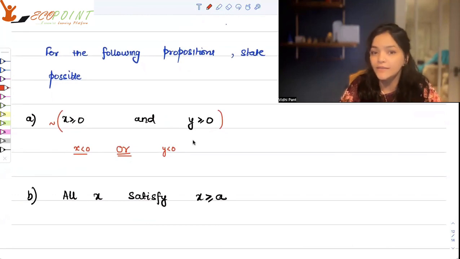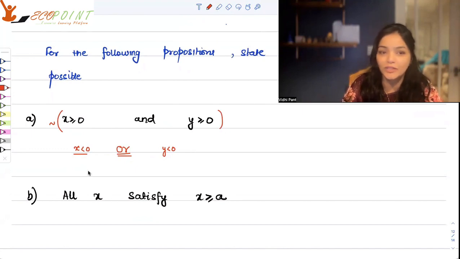All x satisfy this, that x is greater than or equal to a certain number a. I want to oppose it. What is the negation of this statement? When I am saying every x is such that it satisfies x is greater than or equal to a, where a is some number.